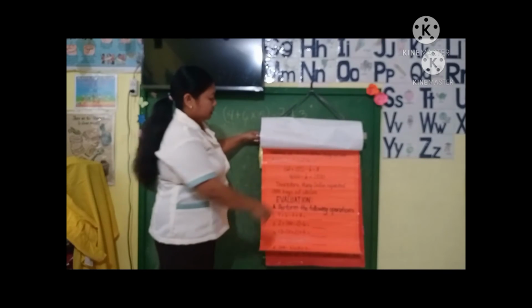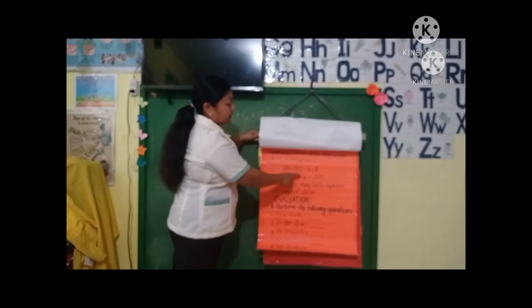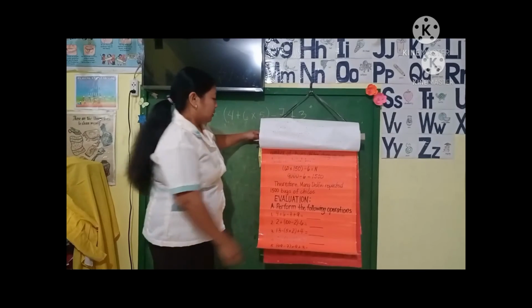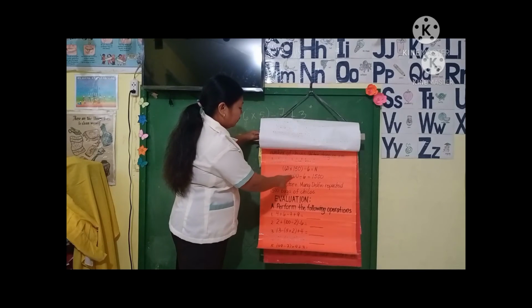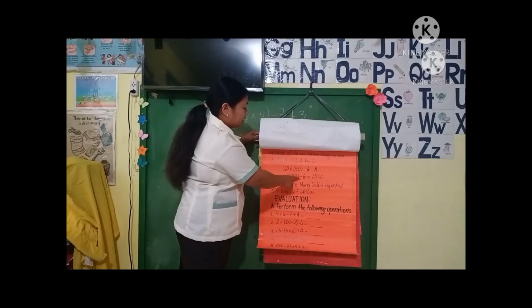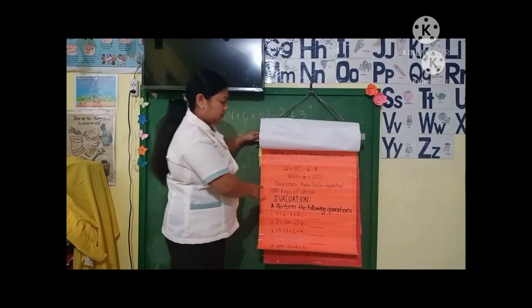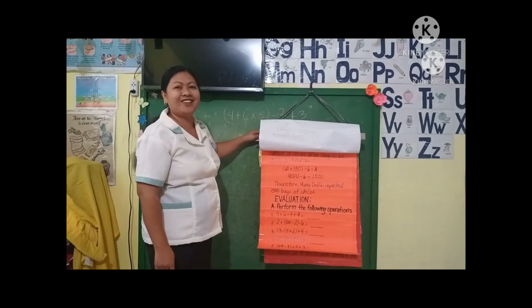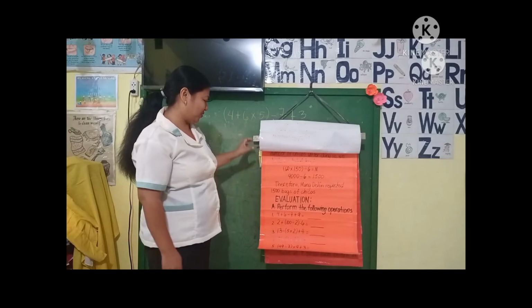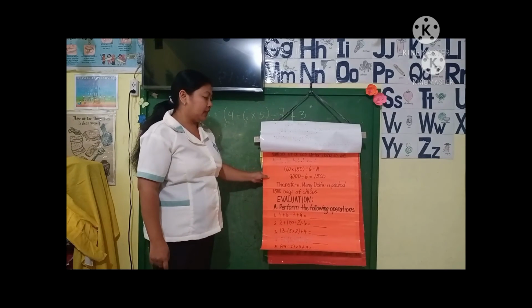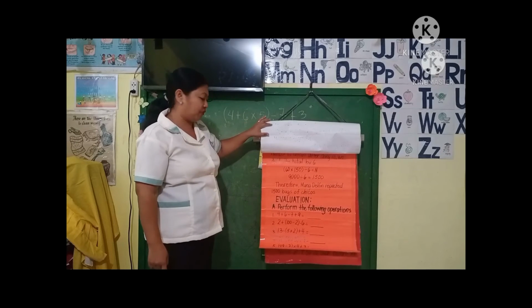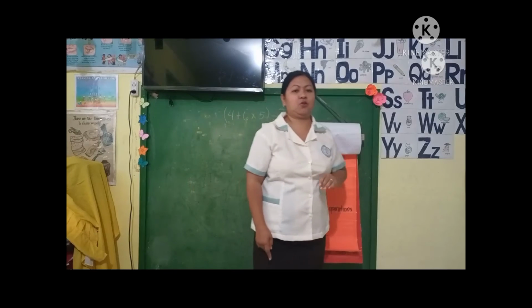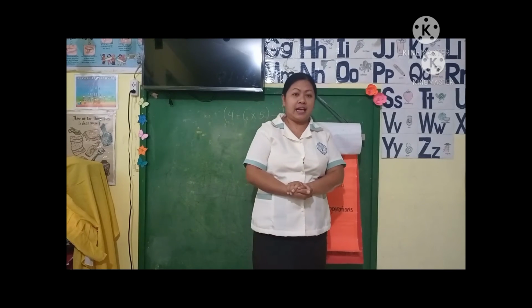So 60 times 150 divided by 6. 60 times 150 is 9,000, divided by 6. So the answer is 1,500. Therefore, Mang Delphine repacked 1,500 bags of chicos. Did you understand, class?